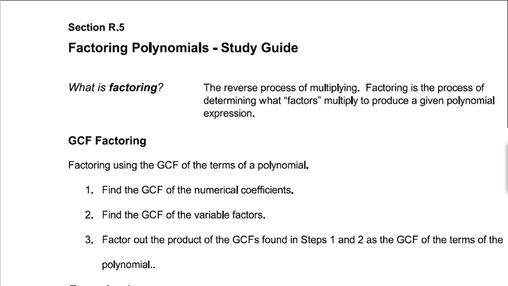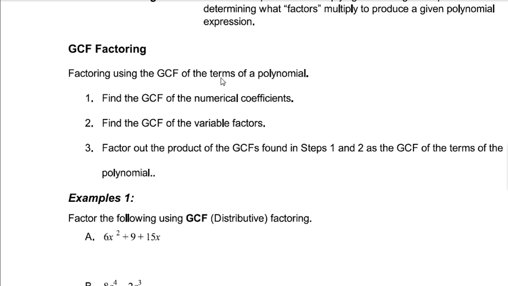The first one is GCF factoring. GCF factoring is factoring using the greatest common factor of the terms of the polynomial. So the first thing you do is you find the greatest common factor of all the numerical coefficients. For example, down here in example 1, you try to figure out what divides evenly into 6, 9, and 15. In this case, it's going to be 3. Then you find the GCF of the variable factors. You look at the variable parts of each term and figure out how many of those variables I could divide out of every term. So in this case, since they don't all have x's, I can't divide an x out, and there's no other variable.